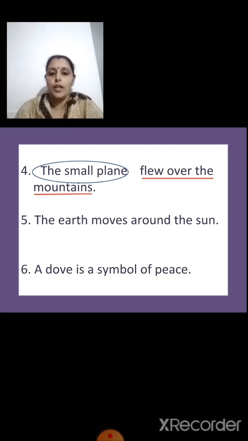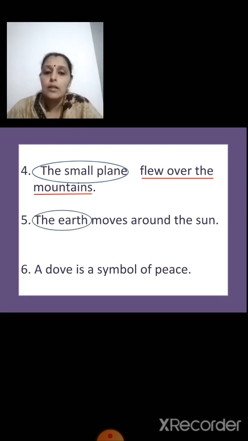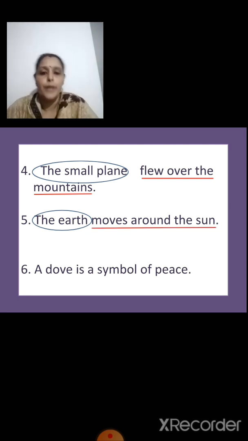So what are we talking about in this? We are talking about earth. So the earth is the subject here. So we will circle the earth. And what are we saying about the earth? Moves around the sun. So moves around the sun becomes the predicate.